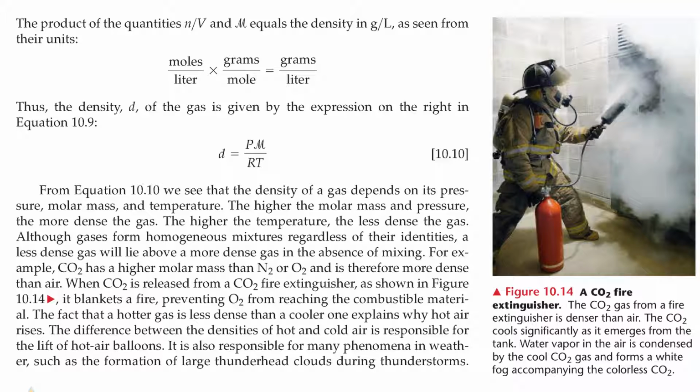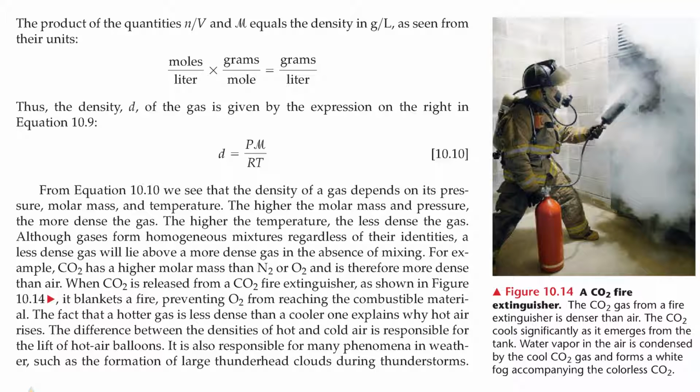For example, carbon dioxide has a higher molar mass than nitrogen or oxygen and is therefore more dense than air. When carbon dioxide is released from a carbon dioxide fire extinguisher, it blankets the fire, preventing oxygen from reaching the combustible material. The fact that the hotter gas is less dense than the cooler gas explains why hot air rises. The difference between the densities of hot and cold air is responsible for the lift of hot air balloons. It's also responsible for many phenomena in weather, such as formation of large thunderclouds during thunderstorms.